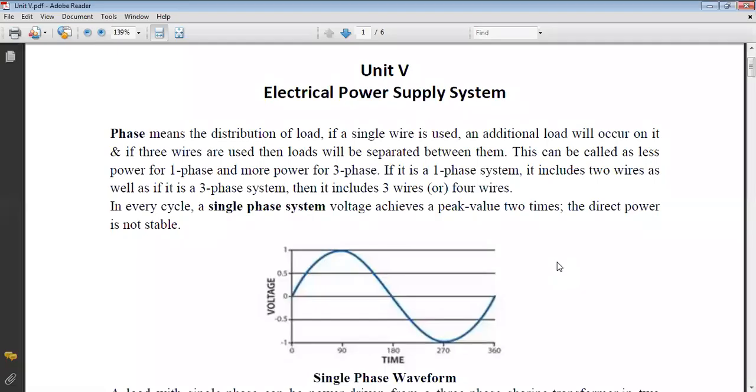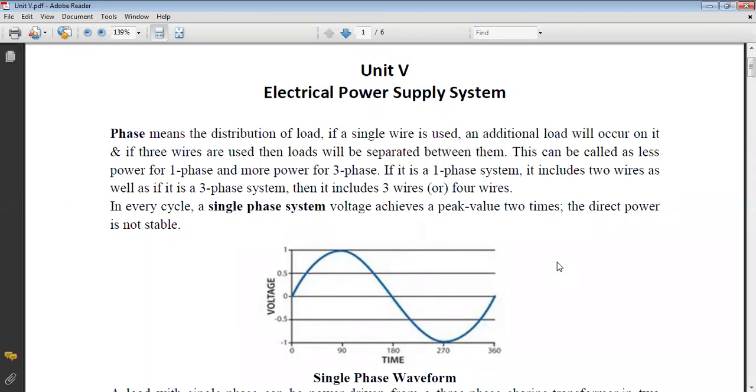Hello everyone. We have already completed module 4, and this is the last module we are going to study: the electrical power supply system. So what do we mean by the electrical power supply system? Let me give a basic introduction of the module. In this module, we will understand the generation, distribution, transmission and utilization of electrical power.